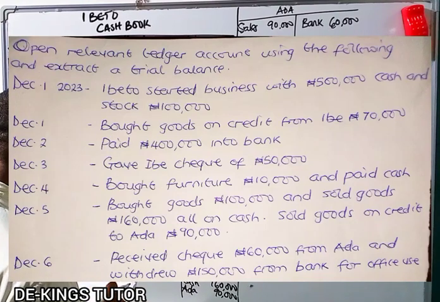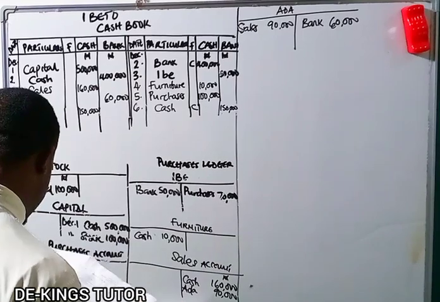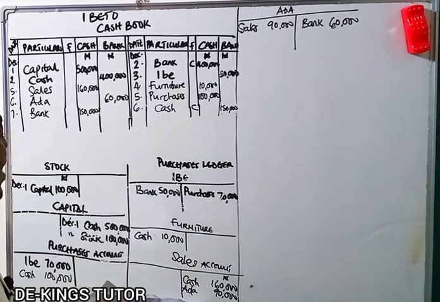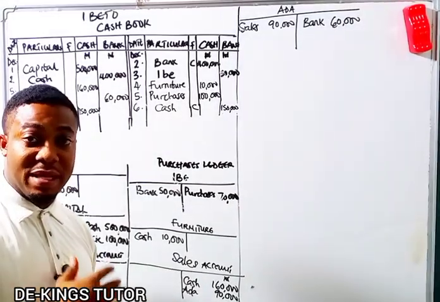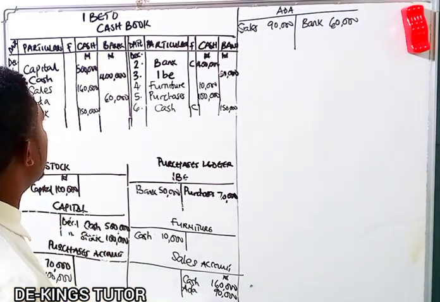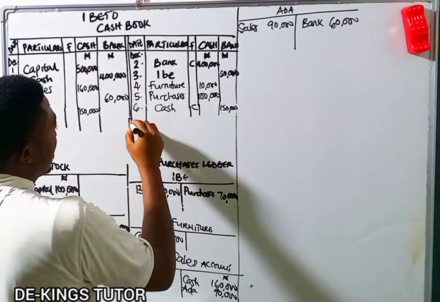Is there any other item? There is none. Okay, there is no other item. So it is now left for us to balance and close this account and prepare a trial balance. Remember, they say we should prepare a trial balance. Okay, so we're going to do this now.